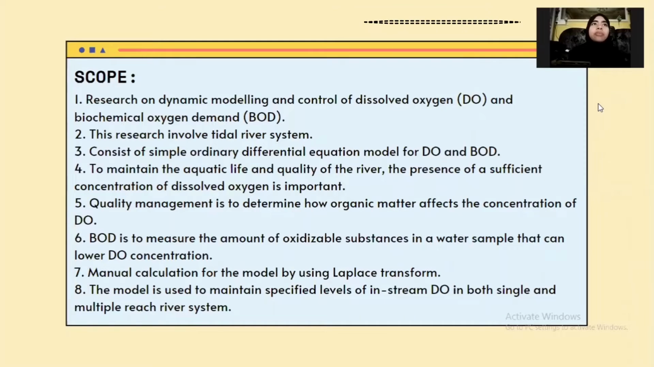About dynamic modeling and control of dissolved oxygen (DO) and biochemical oxygen demand (BOD), which involve a tidal river system that consists of an ordinary differential equation model for DO and BOD in order to maintain the aquatic life and the quality of the river. Quality management is to determine how organic matter affects the concentration of DO, and BOD is to measure the amount of suitable substances in water sample. We also provide manual calculation for the model using Laplace transform. The model is used to maintain specific levels of DO in both single and multiple reach river systems.